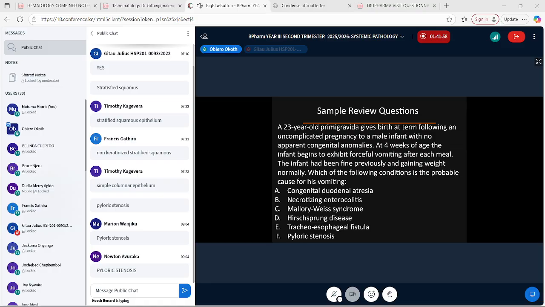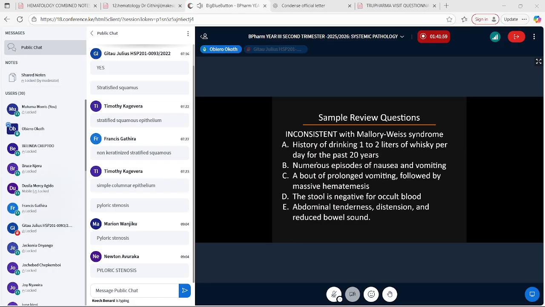This is pyloric stenosis. And your microphones are on. You can actually just unmute yourself and talk. It's not locked. What about this?